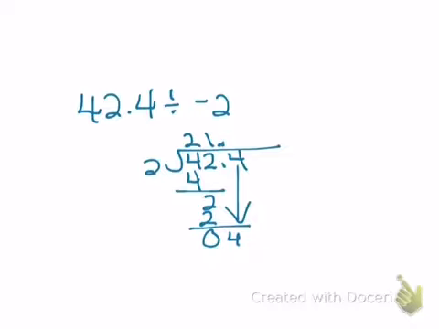Now this goes on the other side of the decimal because it's above the 4. 2 times 2 is 4, and when you subtract, you get 0. Our answer is -21 2/10.